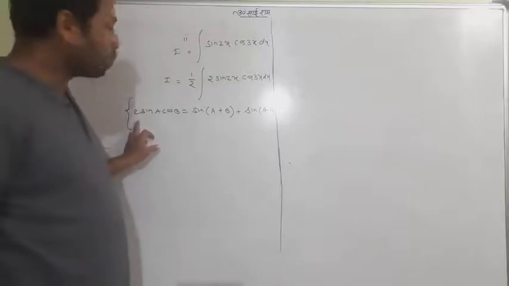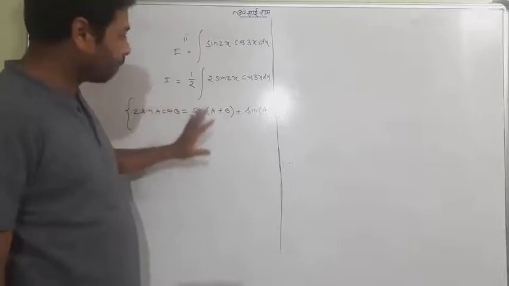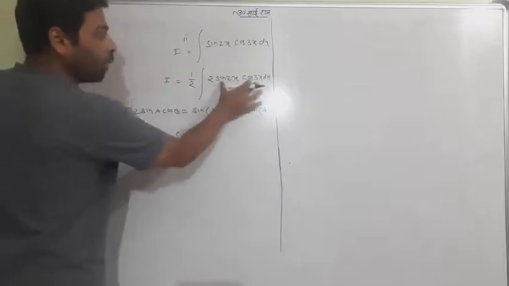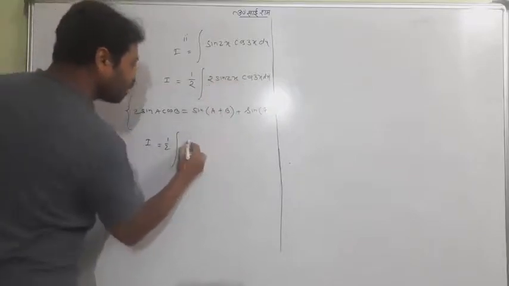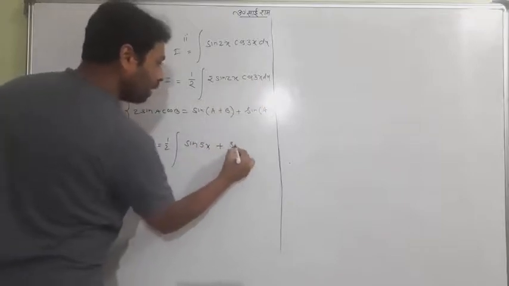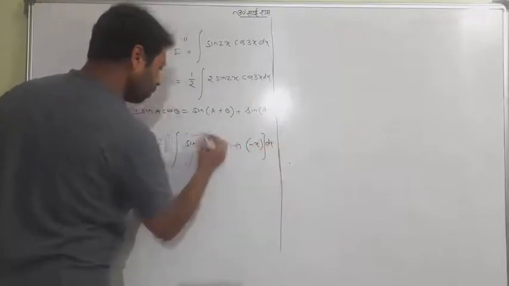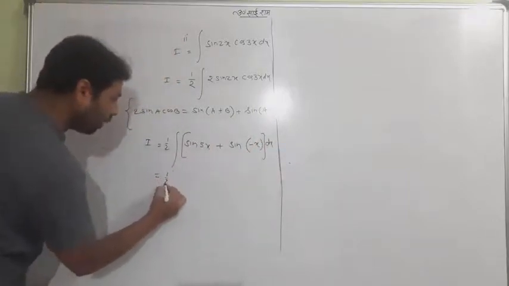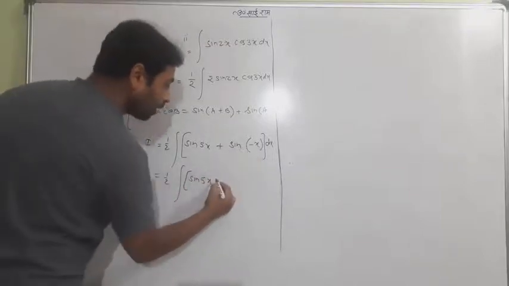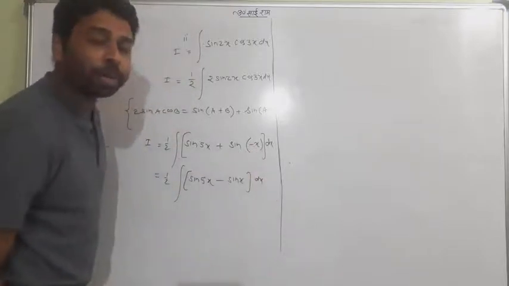We have 4 formulas: 2 sin a cos b, 2 cos a sin b, 2 cos a cos b, and 2 sin a sin b. It's the first one: sin of a plus b plus sin of a minus b. Using it, we get sin of 2x plus 3x, that is 5x, and sin of 2x minus 3x, that is minus x. Now 1 by 2, sin 5x, and sin minus theta is minus sin theta, dx. Sin minus theta is minus sin theta by the quadrant system.